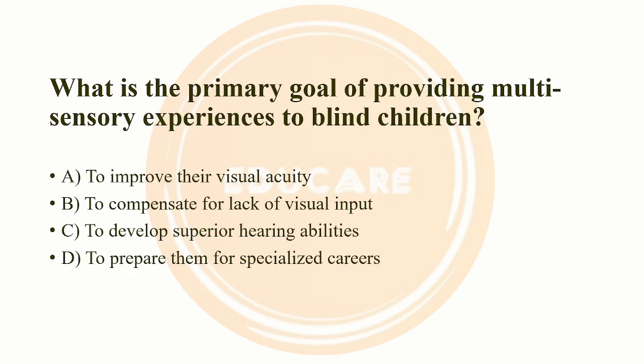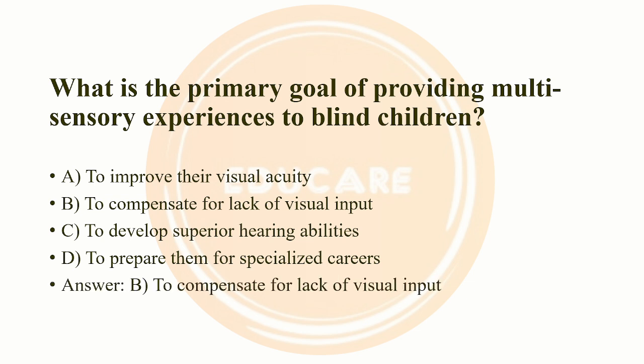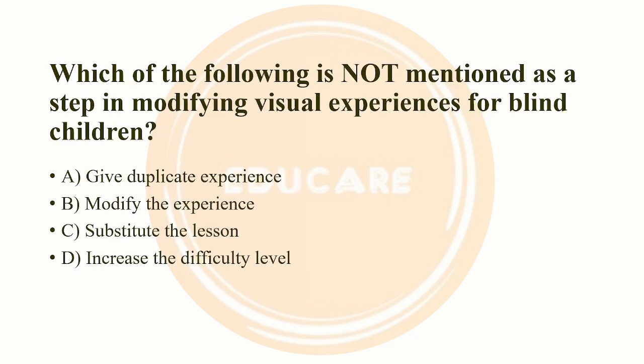What is the primary goal of providing multisensory experiences to blind children? Options: to improve their visual acuity, to compensate for lack of visual input, to develop superior health abilities, to prepare them for specialized careers. The answer to this question is option B, that is to compensate for lack of visual input.